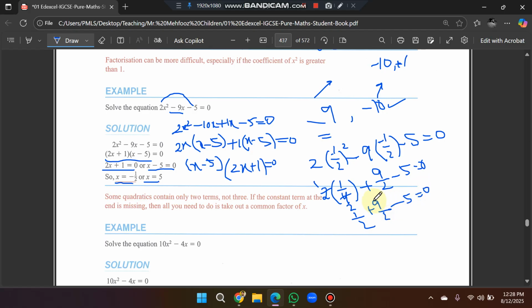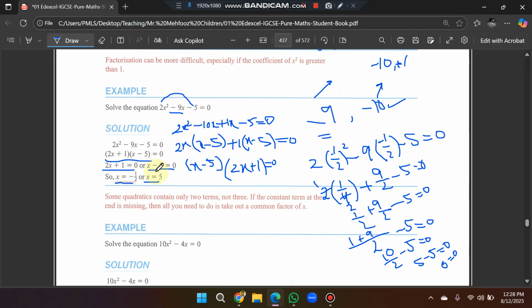If we just add first these two fractions by taking LCM, it will becomes 1 plus 9 minus 5 is as it is equals to 0. So it will becomes 10 over 2 minus 5 is equals to 0. So 5 minus 5 is equals to 0. So your left hand side is equals to 0 and your right hand side is also equals to 0. Understand? It means that minus 1 over 2 is the solution of this equation.